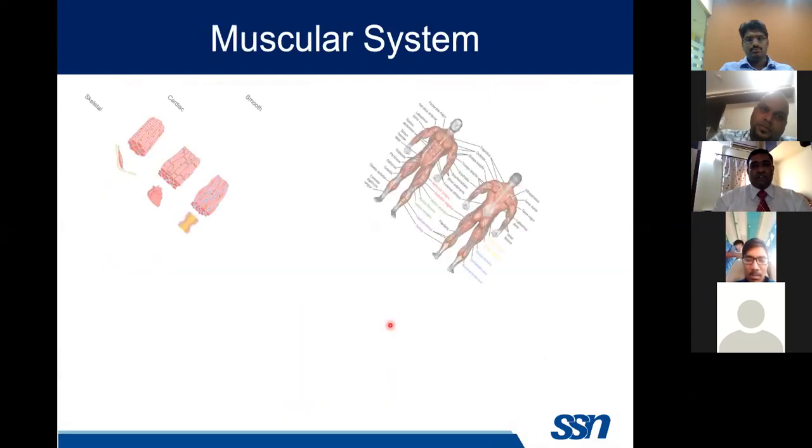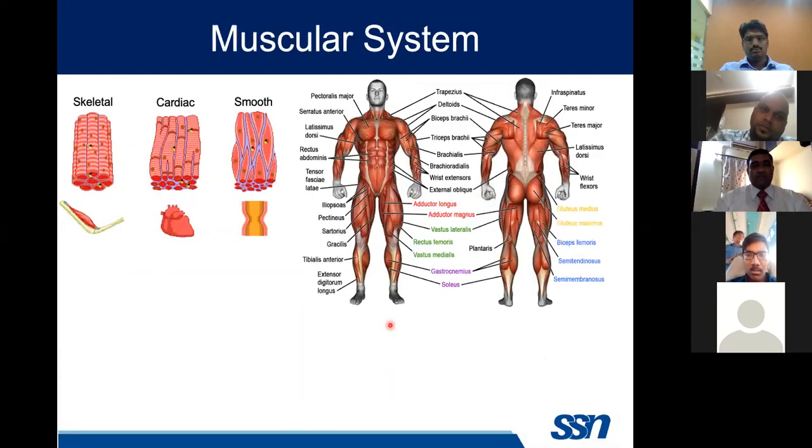Now coming to the muscular system, there are three types of muscles: the skeletal, cardiac, and smooth muscles. Here you can see there are striations in these two muscles. So skeletal muscles and cardiac muscles are called striated muscles. They have specific units inside the fibrils which contract and relax.